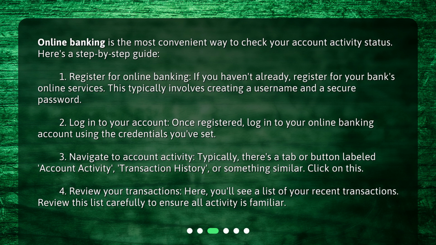2. Log into your account. Once registered, log into your online banking account using the credentials you've set. 3. Navigate to account activity. Typically, there's a tab or button labeled Account Activity, Transaction History, or something similar. Click on this. 4. Review your transactions. Here, you'll see a list of your recent transactions. Review this list carefully to ensure all activity is familiar.